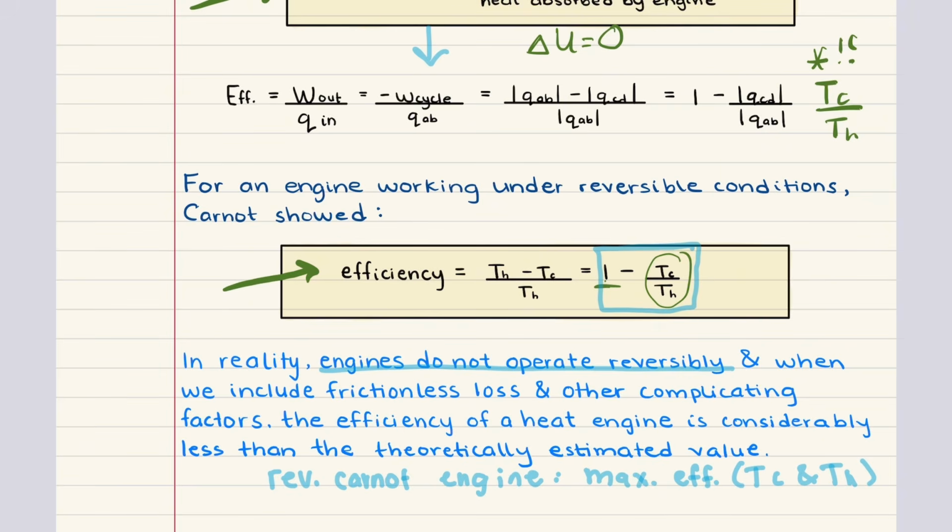Practically, the only ways to really push efficiency up are to raise the hot side temperature, to lower the cold side temperature, and to reduce irreversibilities, all within material, safety, and environmental limits, of course.